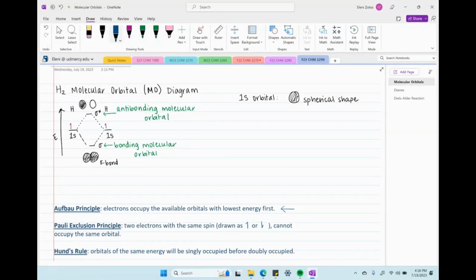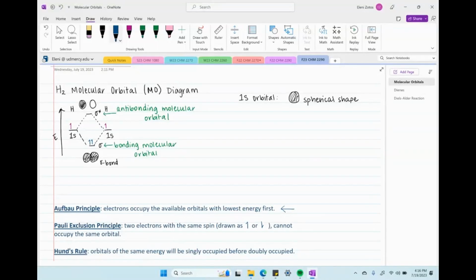Now, if I were to just right away copy over those two electrons the same way I drew them in the atomic orbitals, we do run into an issue when we look at the Pauli exclusion principle, which has two electrons with the same spin. We represent spin as an arrow with half of an arrowhead pointing up or an arrow with half of an arrowhead pointing down. Two electrons with the same spin cannot occupy the same orbital.